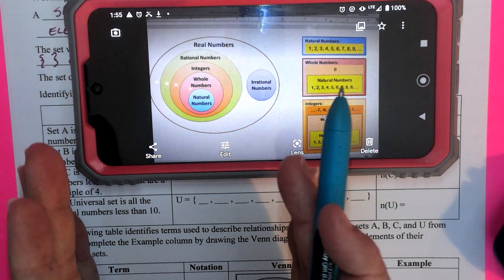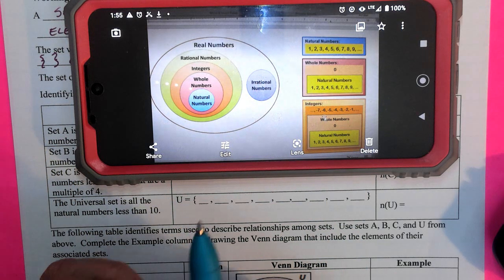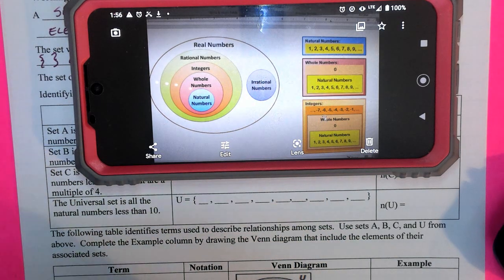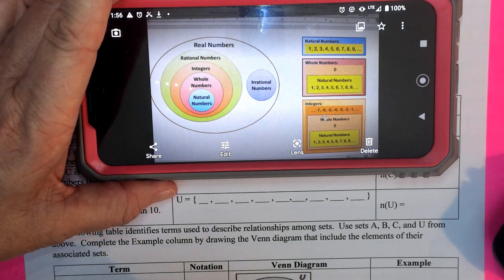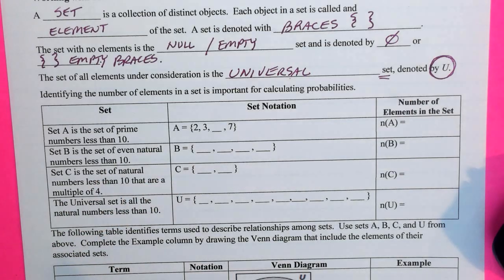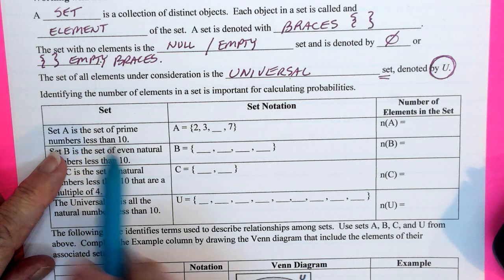If you can remember back years ago when we said there's only positive numbers when you're in elementary school, and then you get to junior high and say, oh wait, there's negative numbers. There's lots of surprises along the way in math which give us more and more ability to analyze and work through real situations. So here, set A is a set of prime numbers less than 10.